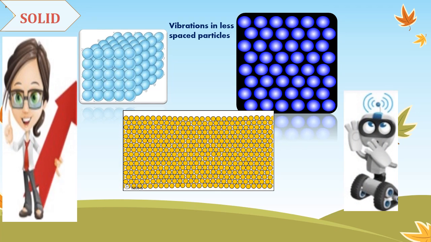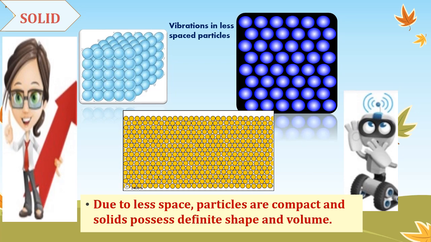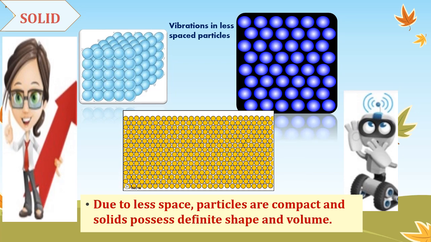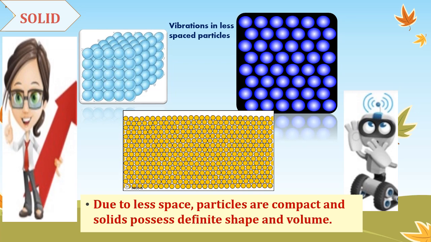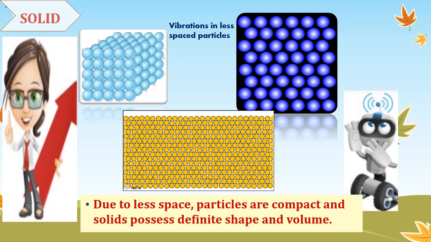Oh, Miss Eric, now I understand. Due to less spaces, particles are compact and solids possess a definite shape and definite volume. Very good, Merrick. You are awesome. You got it quite rightly.